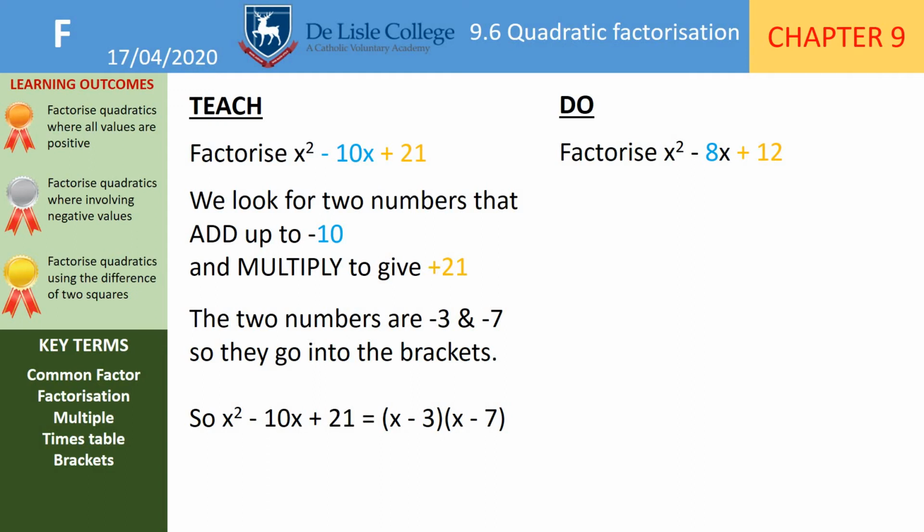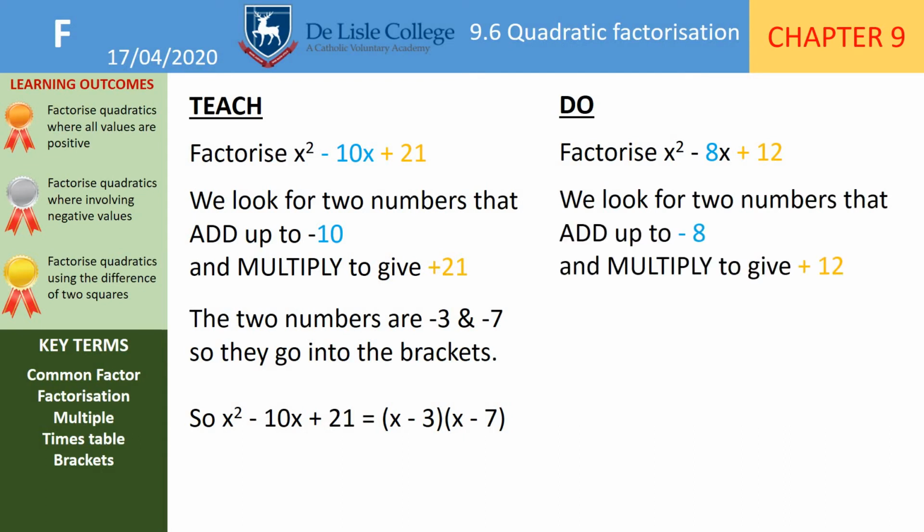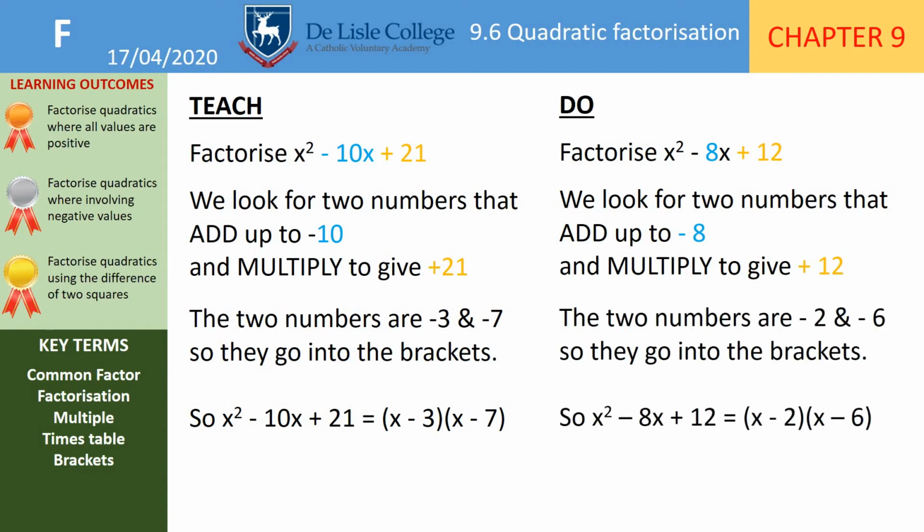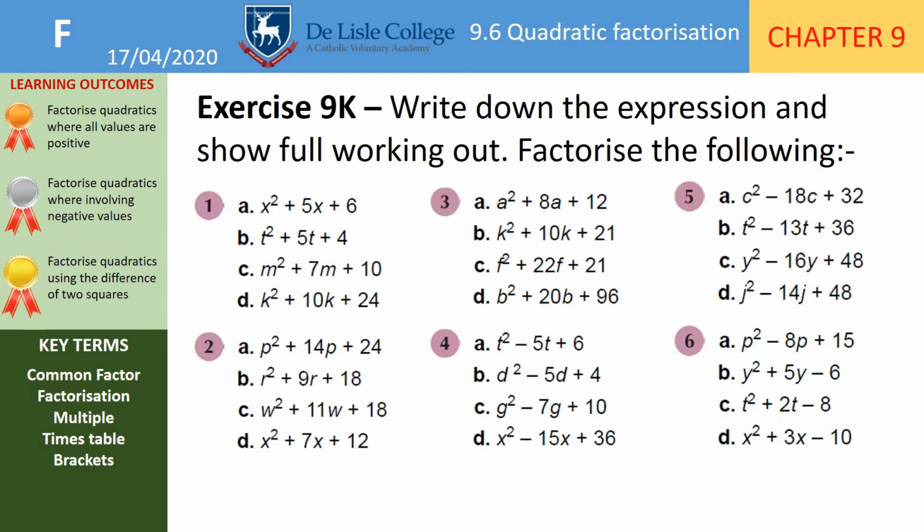Once again, this one for you to do. Pause the video and then have a go at it. When you're done, you can click to reveal the answers. So we're looking for two numbers that add together to give us minus 8 and multiply together to give us plus 12. So they are minus 2 and minus 6, so they go into the brackets. So x squared minus 8x plus 12 is x minus 2 in one bracket times x minus 6 in the other. Great news. Here's plenty for you to have a go at.